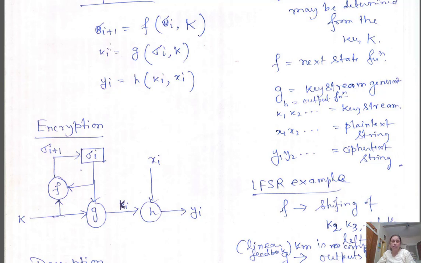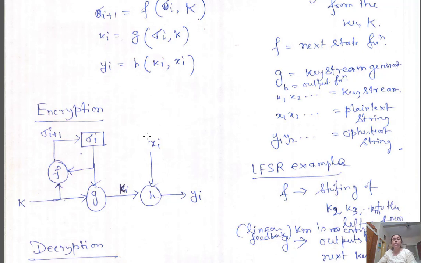So this F generates the next state using the key and current state, and G generates the key stream. This is the key stream generator. It uses the current state as well as the key, and it produces the key stream. And this output function is essentially the encryption rule. Ki and Xi are the inputs of H, and it produces Yi.